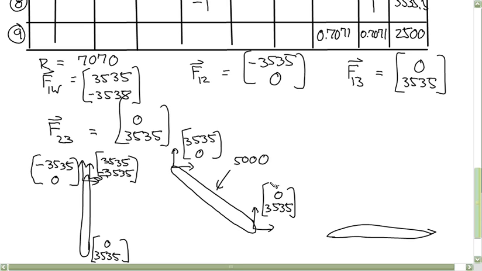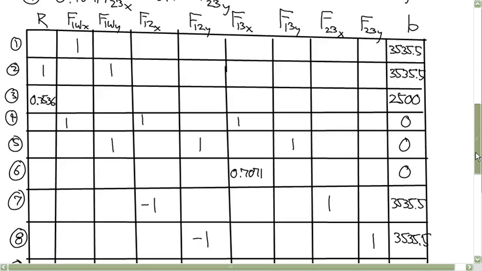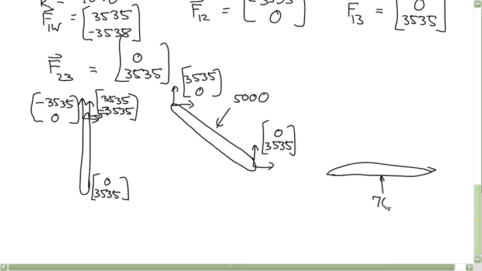And that makes sense if you think about the moments that these different things are producing. So that body's in equilibrium. And then the last one, we didn't isolate that one, right? But we have R acting here. And we have F31. It's going to be equal and opposite to F13. So we got 0, negative 35, 35.